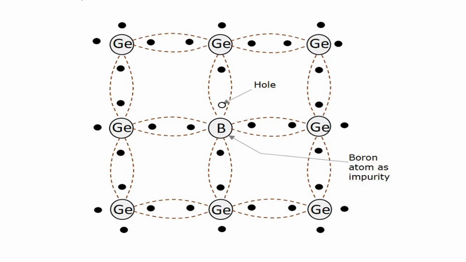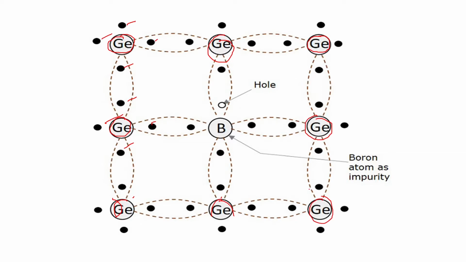So here you can see you are having germanium atoms all on the sides. Here you can see a germanium atom. It is having 4 valence electrons, 1, 2, 3, 4. Here also you can see a germanium atom with 4 valence electrons. Here also, and here also, and here also you can see germanium atoms with 4 valence electrons.